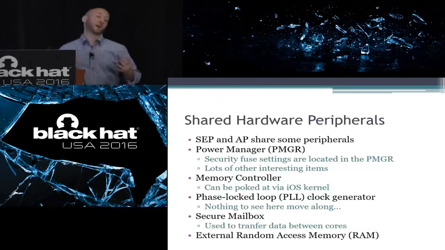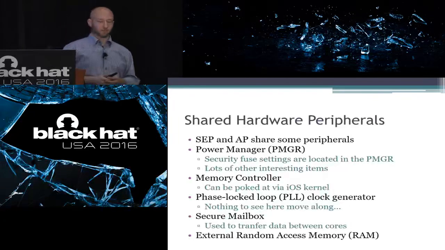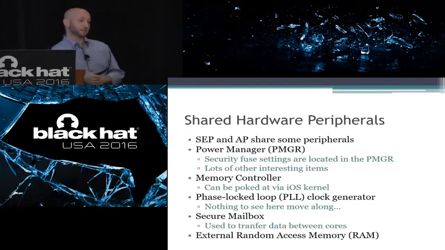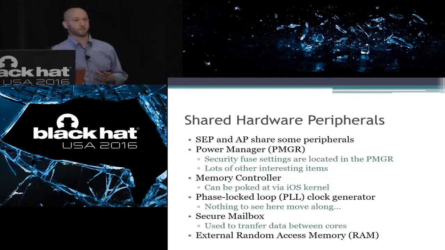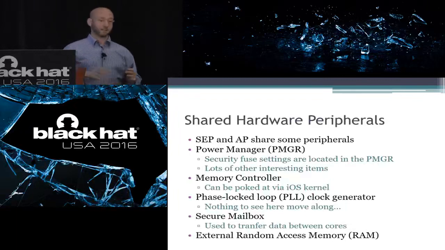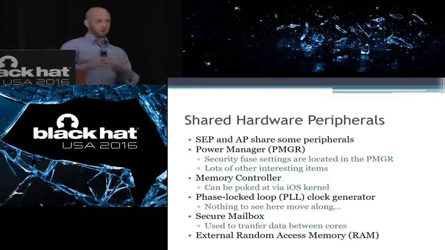Big one is the Power Manager, which to me is really interesting because the security fuse settings are located in the Power Manager. And there's other neat things in there as well. It shares a memory controller that can be poked at from the AP. PLL, so effectively the whole clocking of the chip, which again can be played with from the AP, and a shared secure mailbox, some piece of hardware that actually allows the two cores to communicate, and finally it shares external RAM.